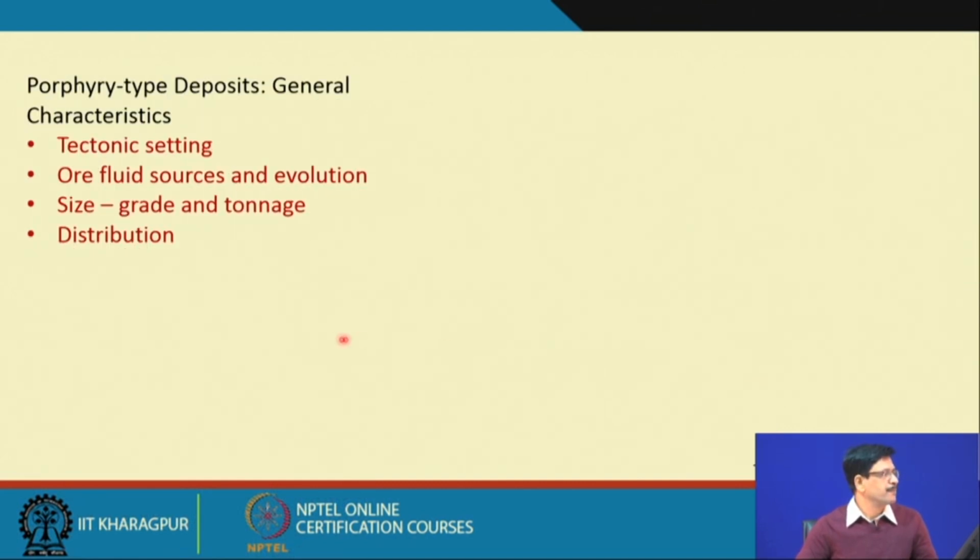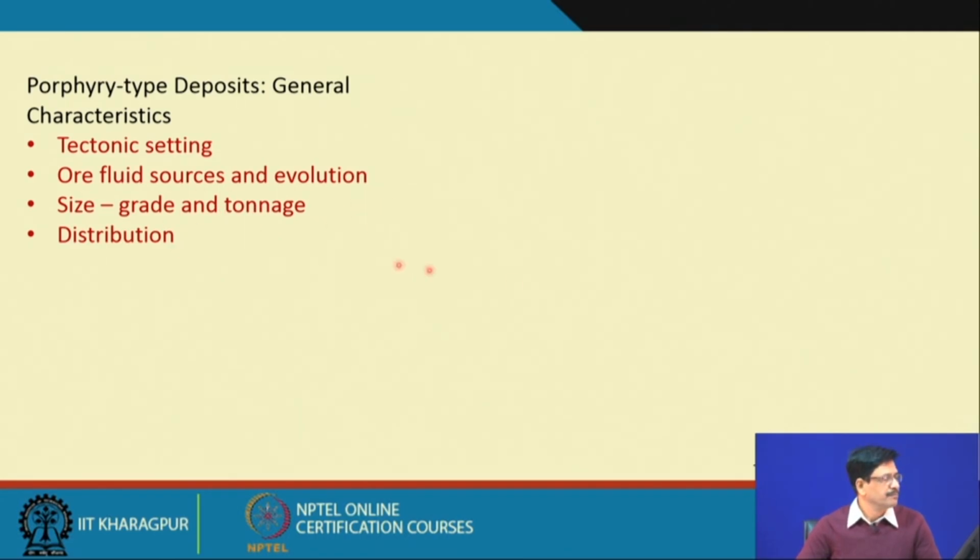The general characteristic of porphyry deposits is that they are in active, convergent type continental margin, continental arc situations. The ore fluid is essentially a magmatic fluid, which is very high temperature and highly saline, and it evolves in different ways in different conditions. These deposits are generally large, with very high tonnage, going to almost 700, 800, even 1000 million tons, and are generally of low grade, with copper a little over 1%.